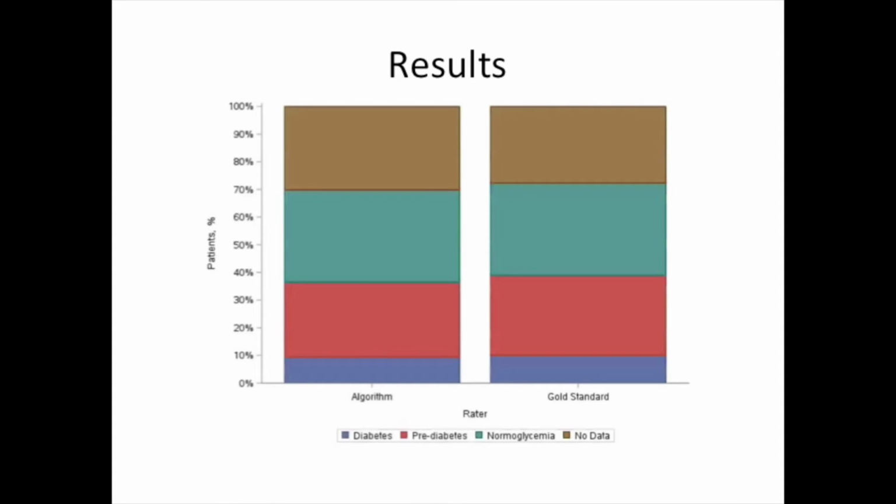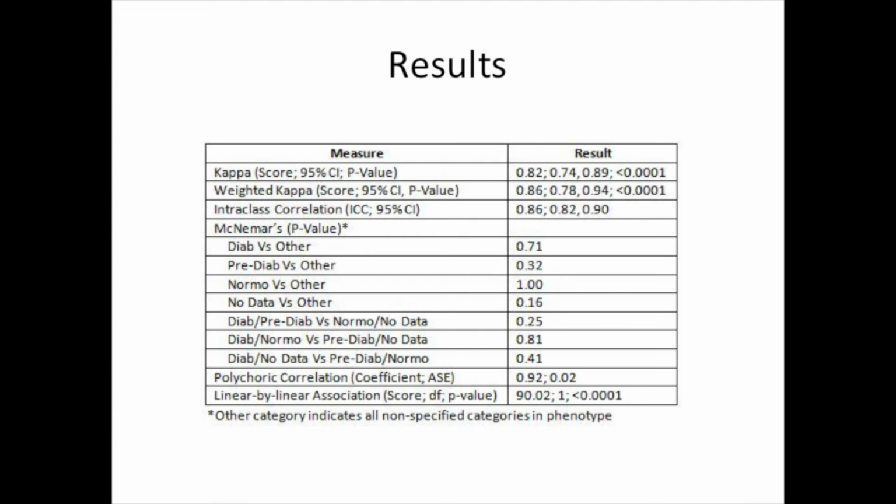Raw agreement between the algorithm and the gold standard review appears to be strong, with similar proportions of all groups being selected by both the algorithm and the gold standard reviewers. With kappa 0.82, there is a strong indication of agreement in the classification of these patients into the 4-category phenotype. The quadratic weighted kappa, more appropriate when analyzing ordinal data, showed similar but stronger agreement at 0.86.